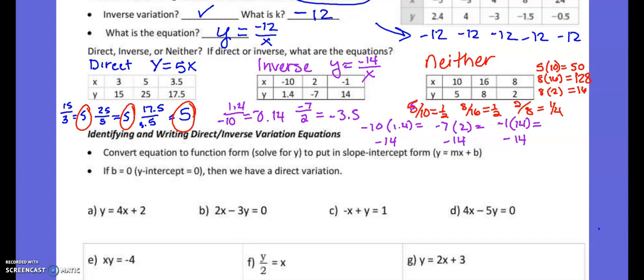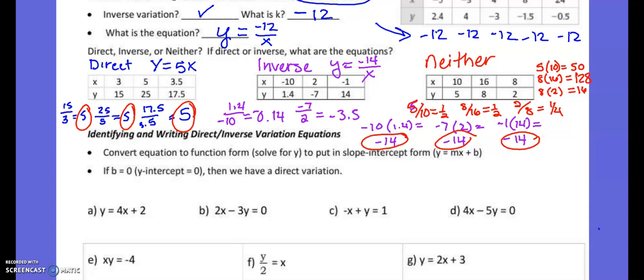For my next table, I started out the same way. I said, okay, my y divided by x. 1.4 divided by negative 10 gave me negative 0.14. But negative 7 divided by 2 gave me negative 3.5. So I knew, okay, it's not direct. Maybe it's an inverse. So I took negative 10 and multiplied it by 1.4. Negative 7 and multiplied it by 2. Negative 1 and multiplied it by 14. And I found negative 14 to be my constant. So this means it's an inverse variation. My equation is y equals negative 14 over x.